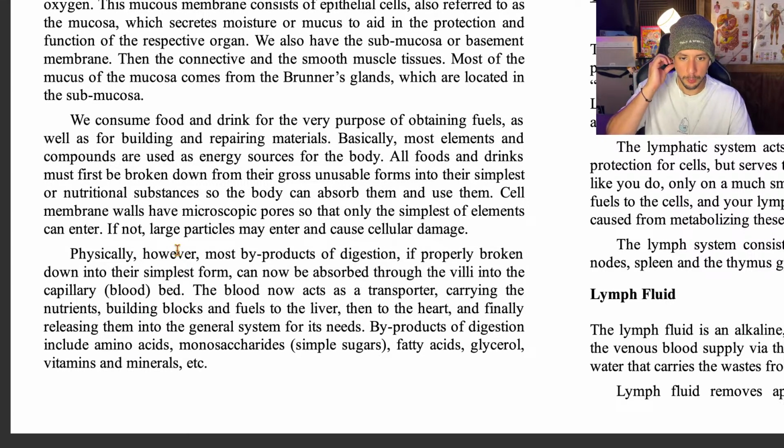Physically, however, most byproducts of digestion, if properly broken down into their simplest form, can now be absorbed through the villi into the capillary bed. The blood now acts as a transporter, carrying the nutrients, building blocks, and fuels to the liver, then to the heart, and finally releasing them into the general system for its needs. Byproducts of digestion include amino acids, monosaccharides, fatty acids, glycerols, vitamins, and minerals, etc.